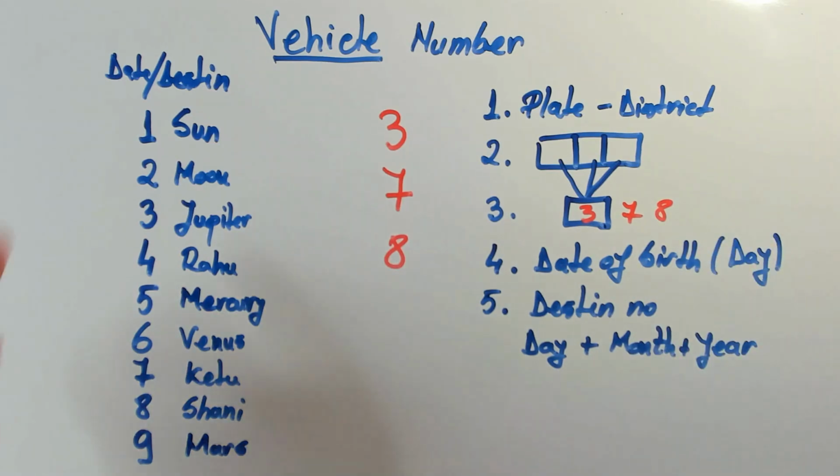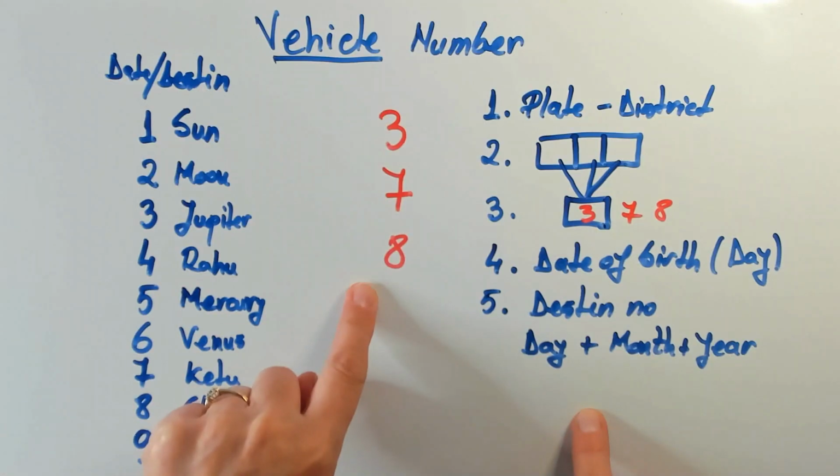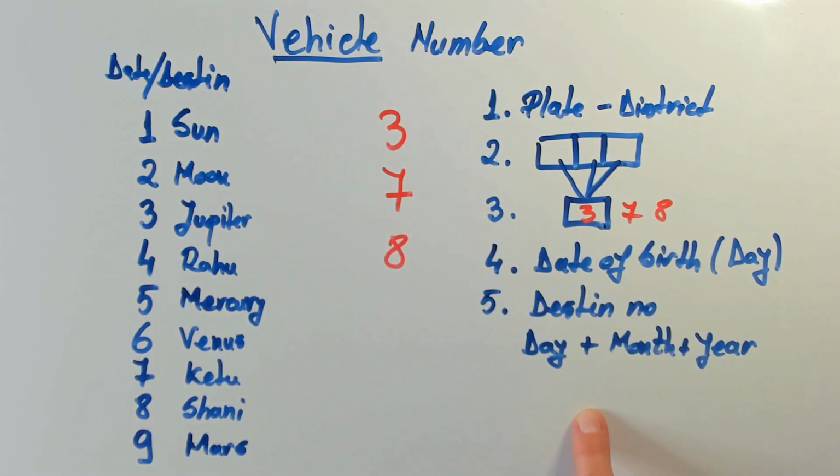If the destiny number, that you calculate by day, month, year, again correlates with one of those, again the accident will be minor. But if your destiny number does not correlate with 3, 7, or 8, then the damage will be a major one.